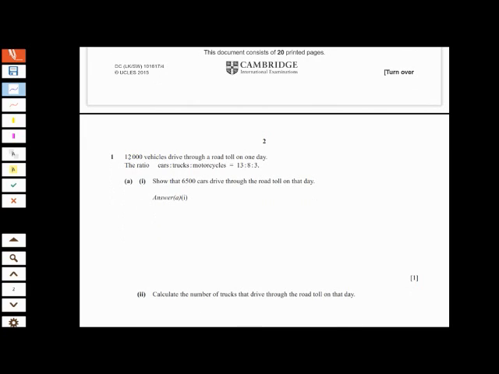12,000 vehicles drive through a road toll on one day. The ratio of cars, trucks, motorcycles equals 13 to 8 to 3. Show that 6,500 cars drive through the road toll on that day.